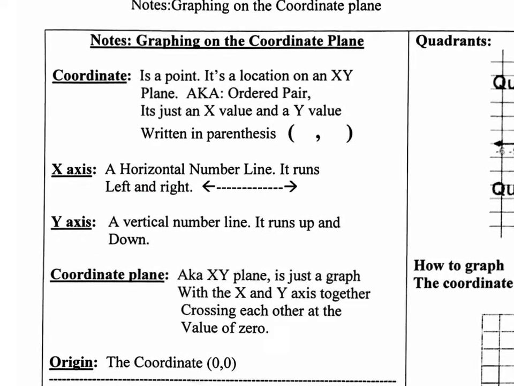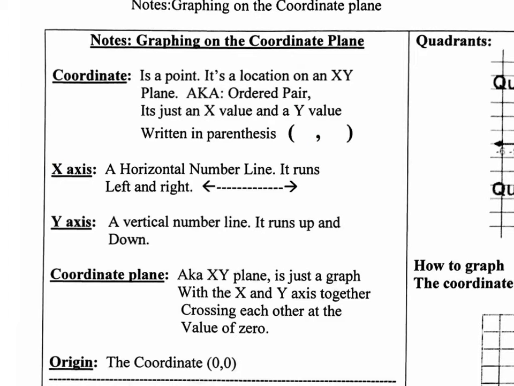Same notes, similar notes as yesterday. A coordinate, it's just a point. It's just a location on the xy plane, also known as an ordered pair. Why? Because it's a pair of numbers that are in order. It's an x value and a y value. And it's written in parentheses with a comma between it.